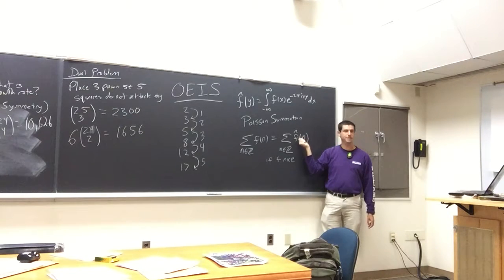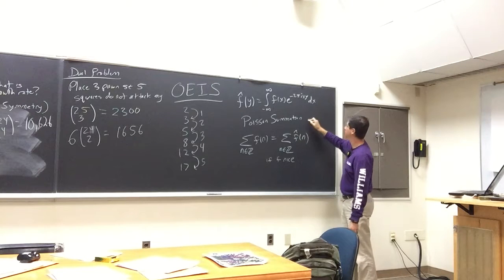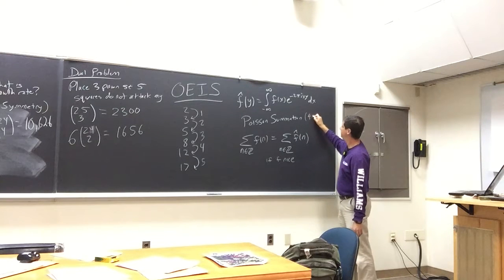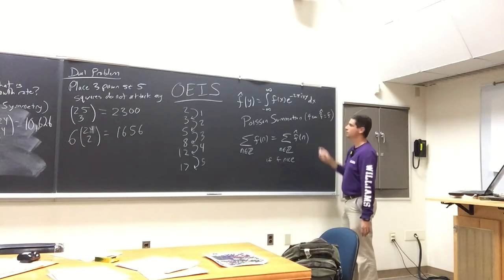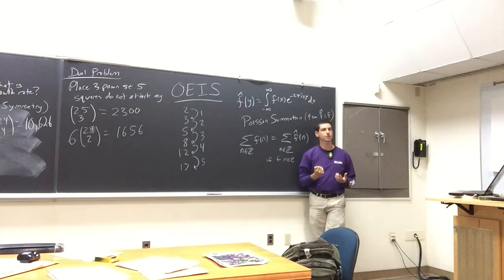If your function f is even, f even, then f hat is f again. So if you take the Fourier transform twice, you return to where you start. If your function is not even, you have to do it four times.